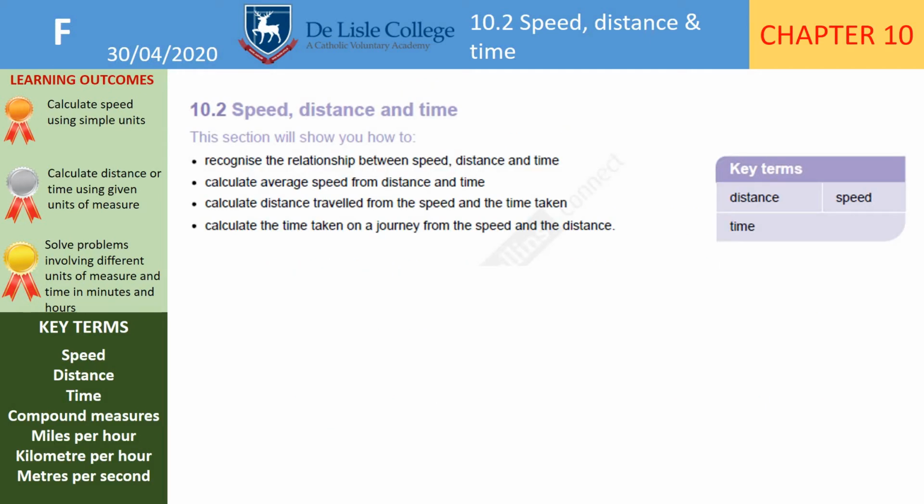Okay, so moving forward, speed, distance, time. This will show you how to recognise the relationship between speed, distance and time and calculate either the average speed, the distance or the time, and they're our key words. You may well find that you've come across this in science as well.